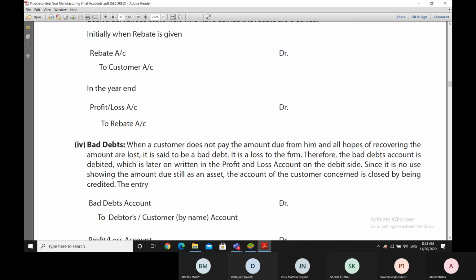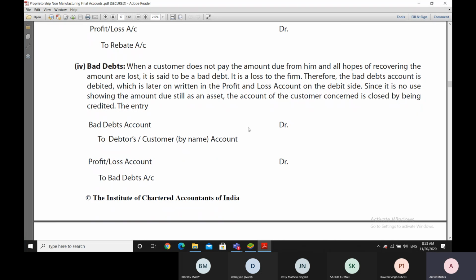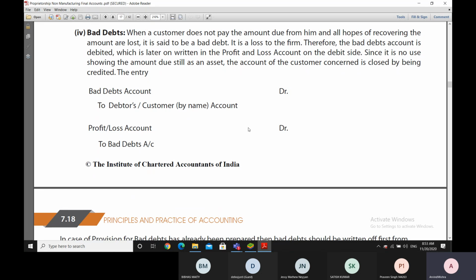Now let's understand what bad debts are. If the customer does not pay the amount which is due from him, and of course all the hopes of recovering the amount are also lost, at that time it is said to be a bad debt. Bad debt is a loss to the firm, and therefore we open a bad debt account, and if there is a loss like this, we debit the bad debt account, and later on we shift this bad debt to the profit and loss account.